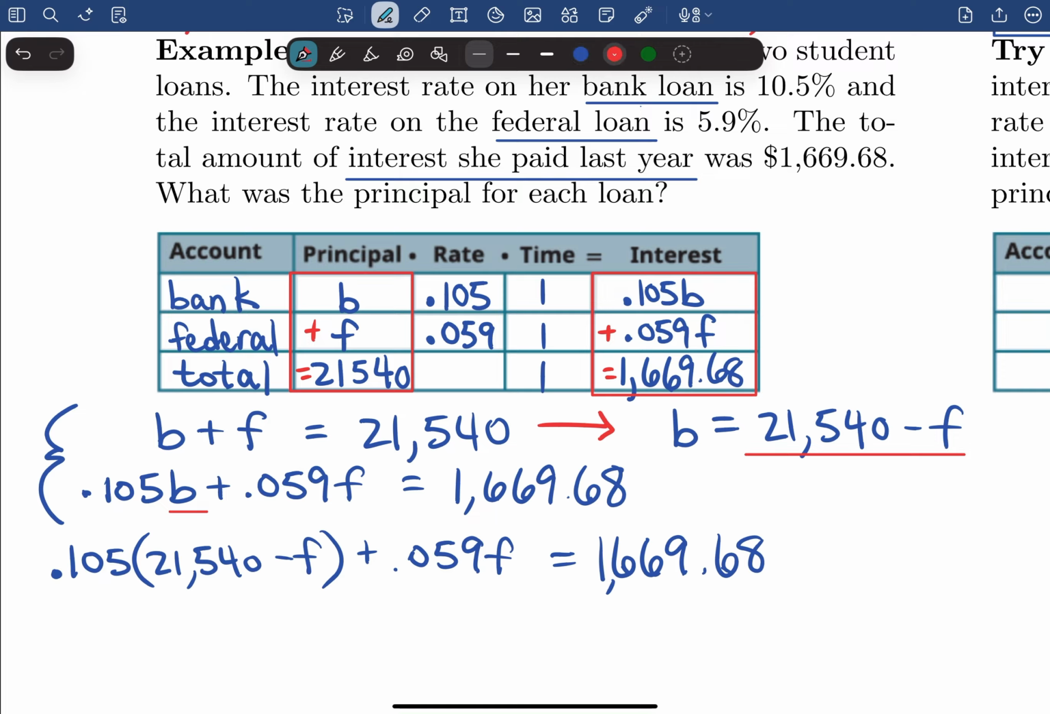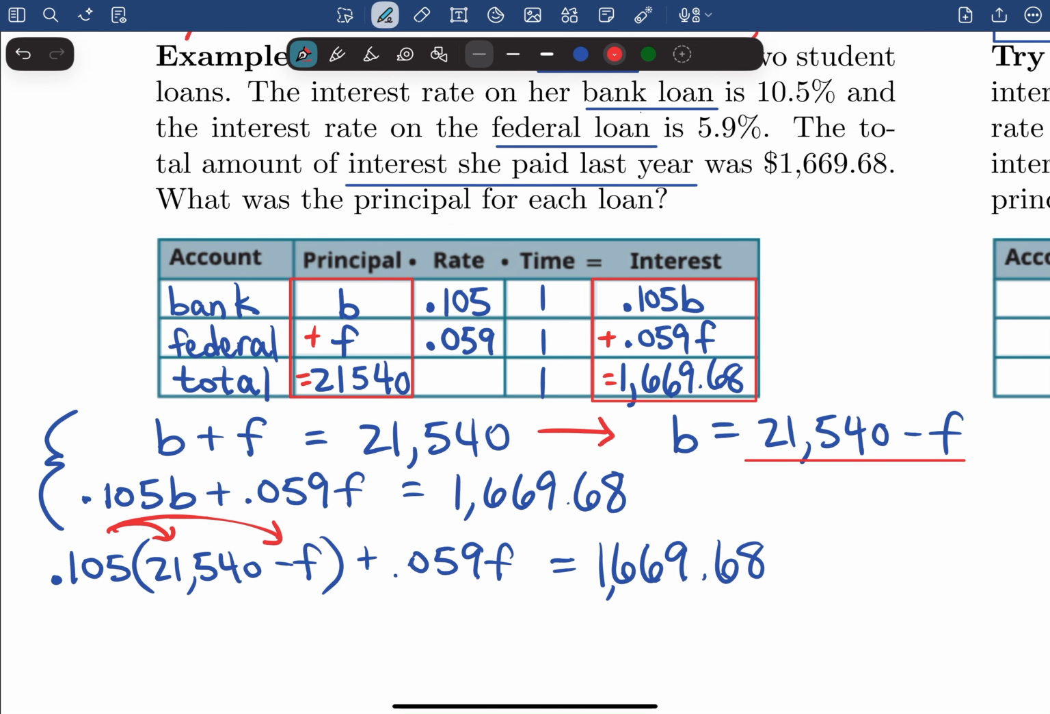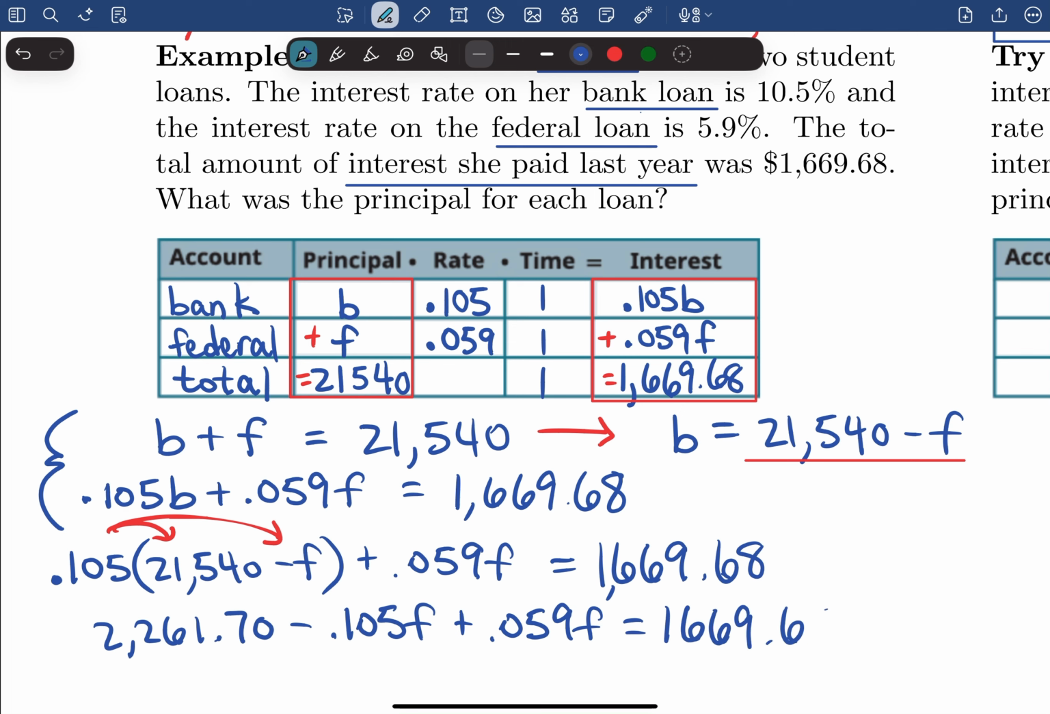And now this is a linear equation with only one variable, and you know the strategies to solve it. Let's distribute this stuff first. And I end up with $2,261.70. And I subtract off 0.105 times F, and then I add on the 0.059 times F, and that's still equal to $1,669.68. And then I subtract the constant from the left-hand side to the right-hand side.